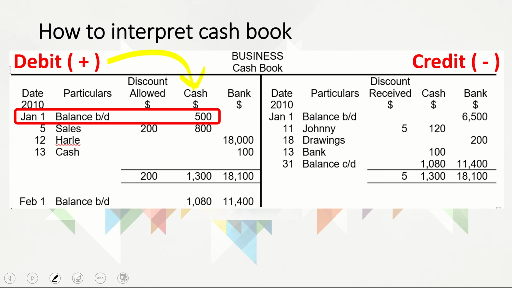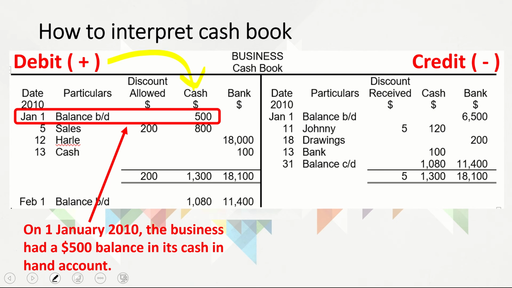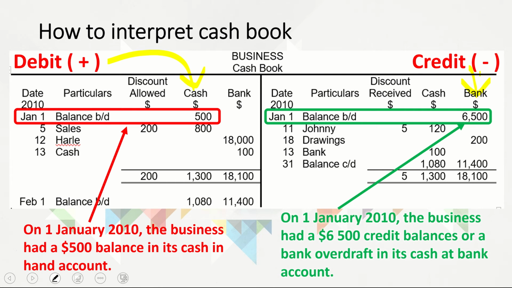On the other hand, on the 1st of January, there is a balance brought down in the credit column of your bank account. All right. Credit column bank account. What does it mean? It actually means that there is a bank overdraft. All right. So you could say something like the business had a 6,005 credit balance or a bank overdraft in the cash at bank account. Right. So that's how you would read the balance brought down.